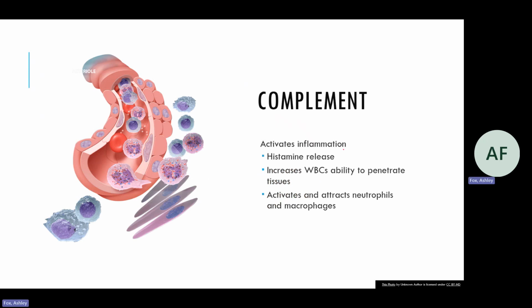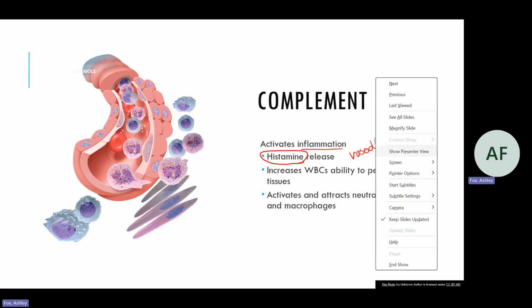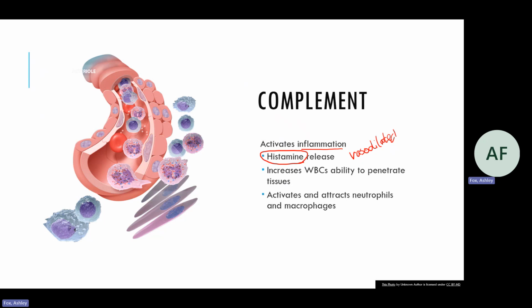So complement, activating inflammation. Again, here's our friend histamine is released. Histamine, again, vasodilator. Increased blood flow, increased leakiness. So by activating inflammation, increased blood flow allows the blood cells to come to the area, a wider road, easier to get through, but also leakiness allows them to do their diapedesis and get into the tissues a little easier.